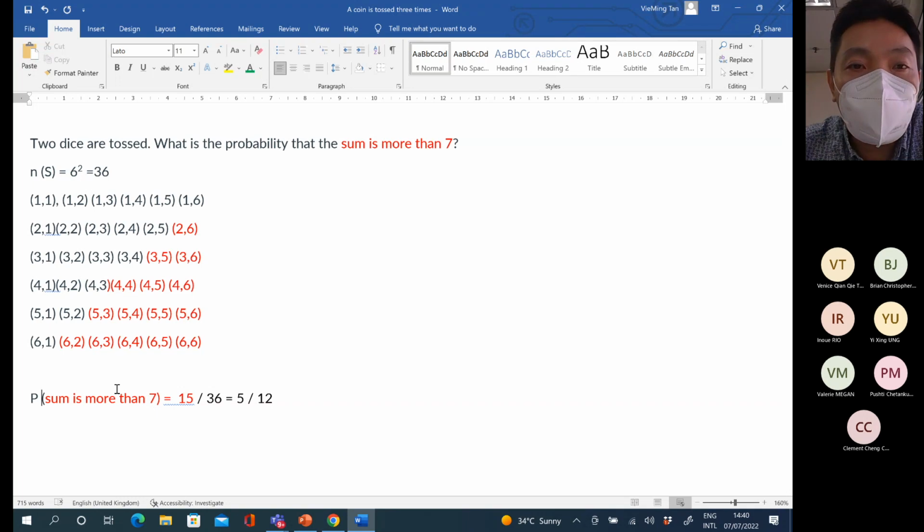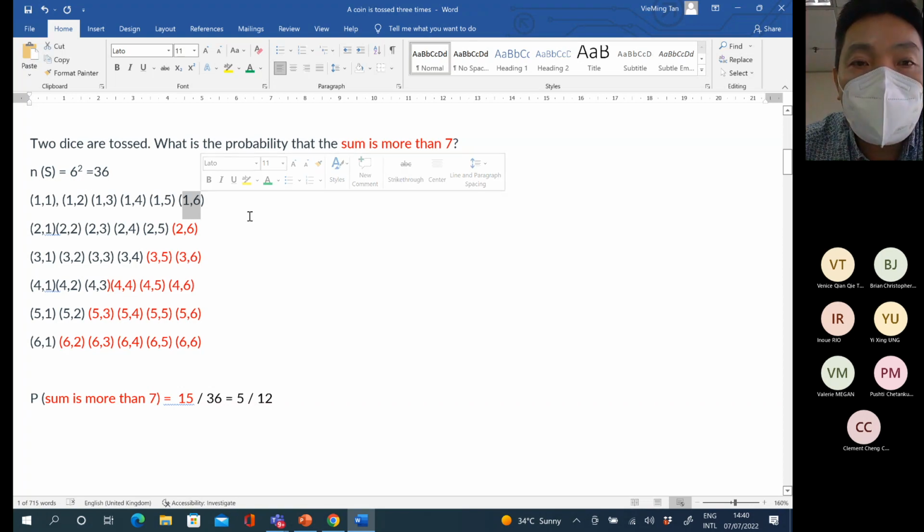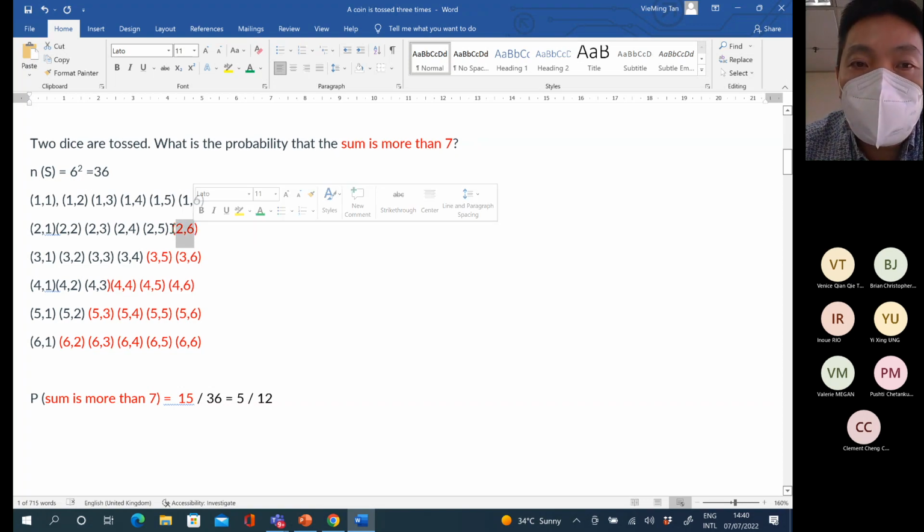Okay, so let us try to check. We check from here. This one is 1 plus 6. 1 plus 6 is equal to 7 exactly. But the question wants more than 7. So 7 is still less than the requirement. This one is more than 7. So if equal to 7, cannot accept. So this is out. Okay, so go for this. 2 plus 6, 8. 8 is more than 7. Yes, include this combination. This combination fulfills the requirement.